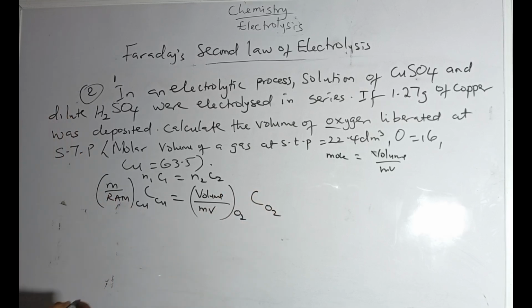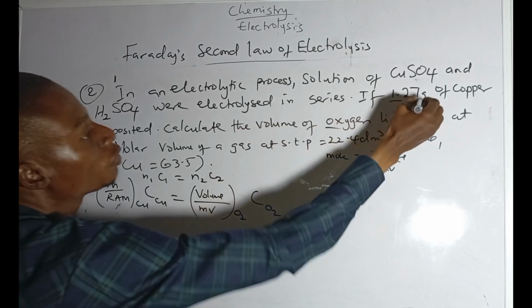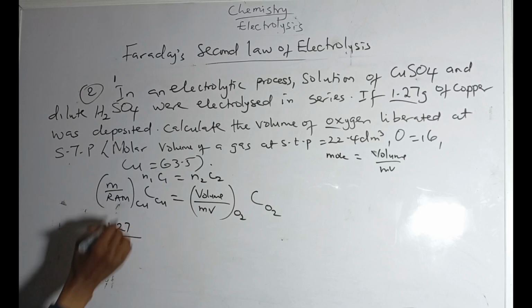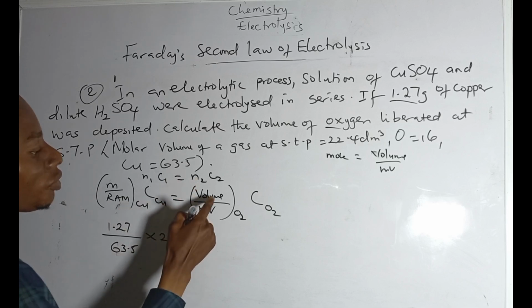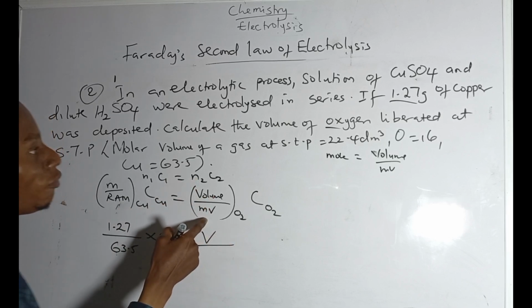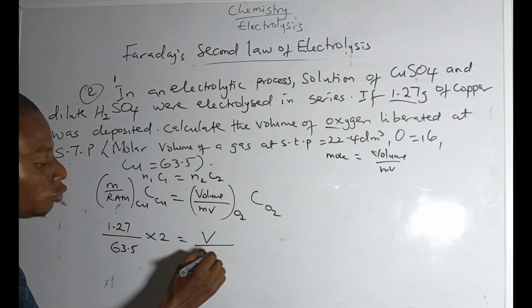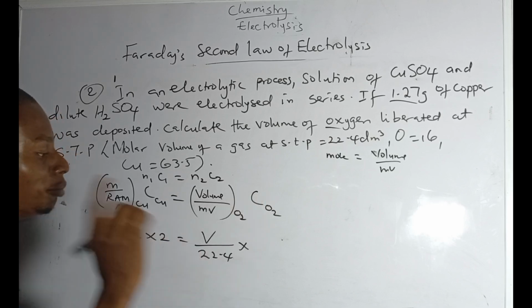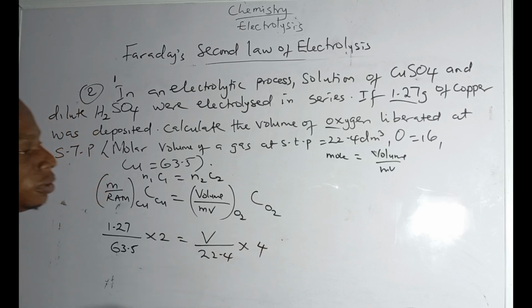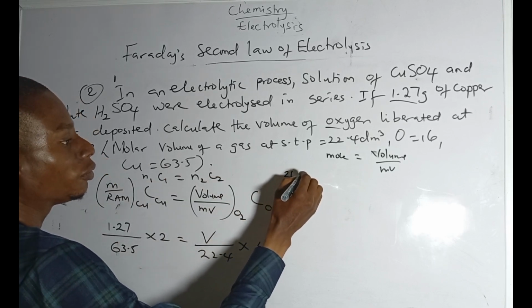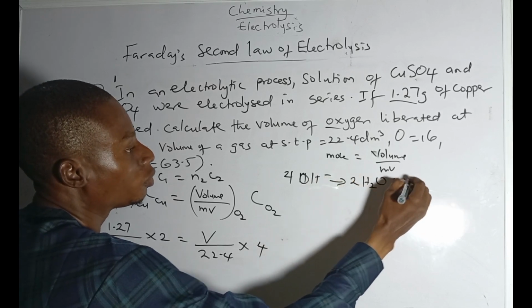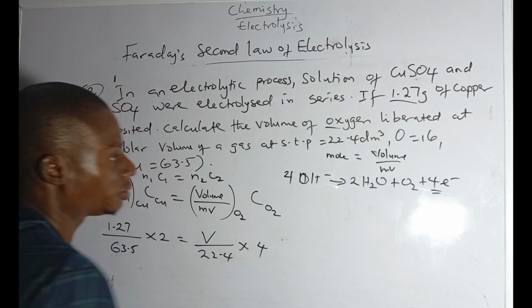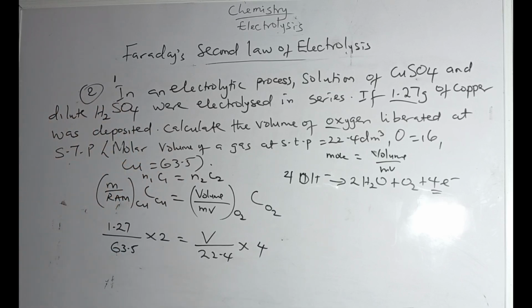So what is mass of copper now? We're given 1.27. So 1.27 over RAM of copper, 63.5, times charge of copper, which is 2. We have to find the volume of oxygen, that is V. Molar volume at STP is 22.4. As charge of oxygen, you can remember charge of oxygen is 4. From this reaction, 4OH minus gives 2H2O plus O2 plus 4e minus, so it is 4.